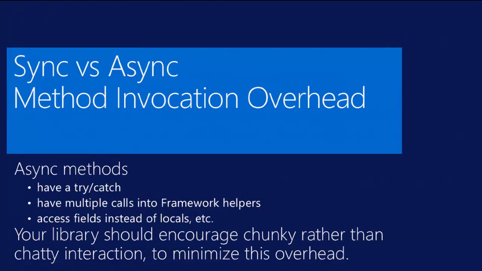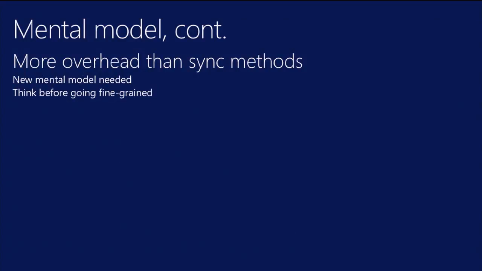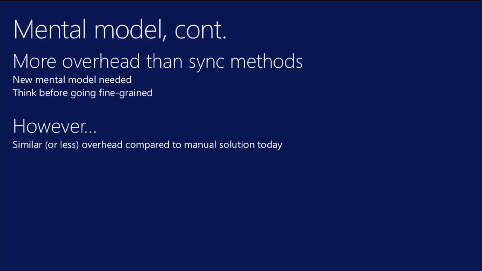If you're only going to be returning a few hundred per second, it's fine for people to await you 100 times, 1,000 times a second. But don't encourage a pattern where people are going to be awaiting you millions of times a second. And so you really want this different mental model, right? You want to think hard before you end up going really fine-grained with the APIs that you're producing.